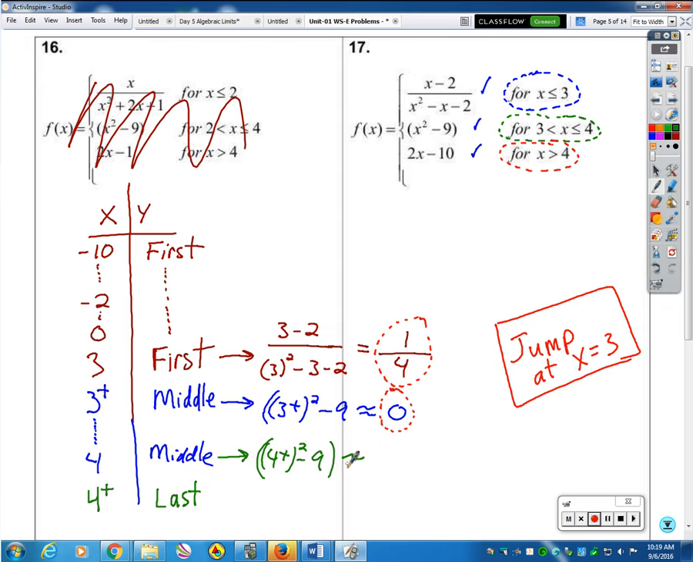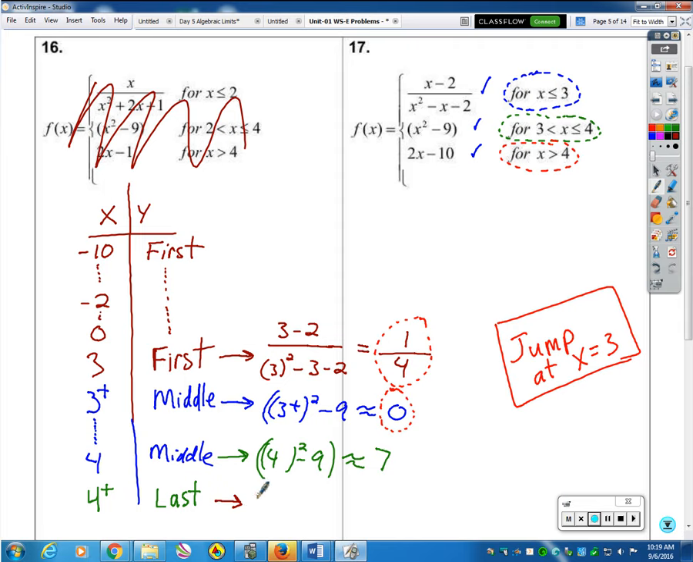So that's going to be really close to 7. Well, that should be exact. I did that wrong. Fix your notes. This should not be 4 plus. I should be plugging in exactly 4. I get exactly 7. For this one, I plug in close to 4.